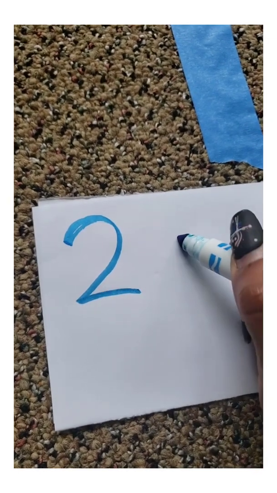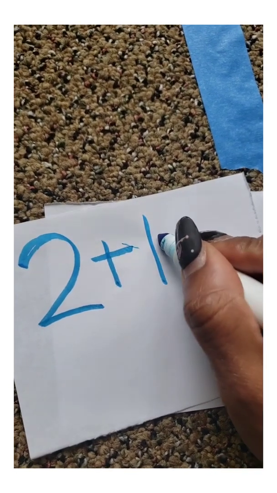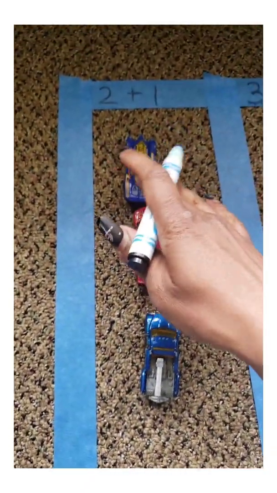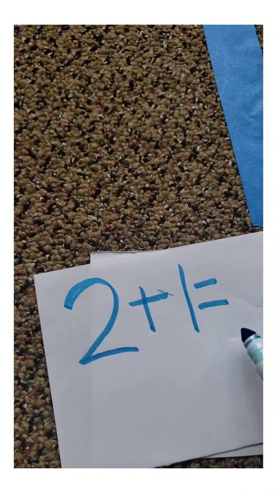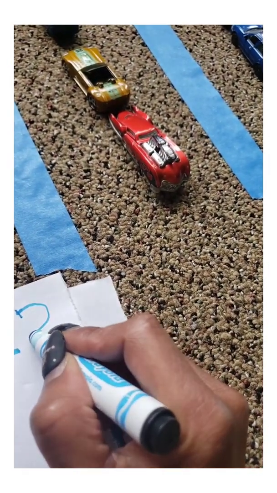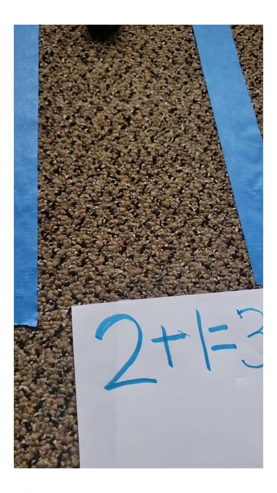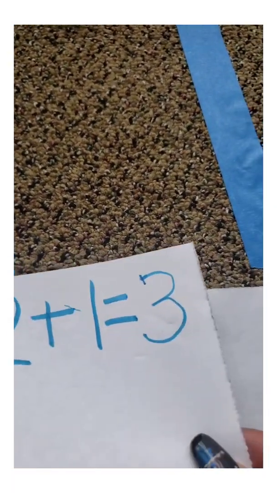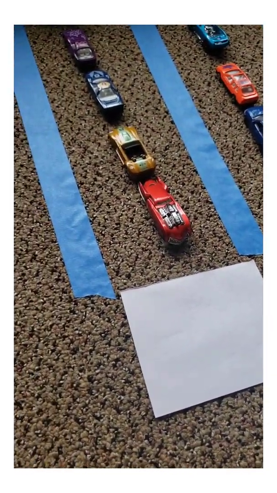2 plus 1 equals, and if they don't know, have them go back and count. 1, 2, 3. And then have them say it. 2 plus 1 equals, and then write 3. So this will help them with writing. This will help them with counting. This helps them with understanding adding and numbers. And so they can do it for the next one, and just keep going.